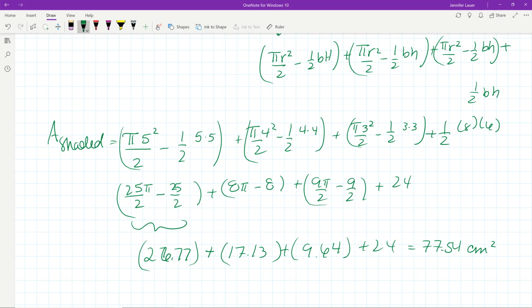So there's just an example of a couple more complicated problems that you might have to do in the area of shaded area. And that is it.